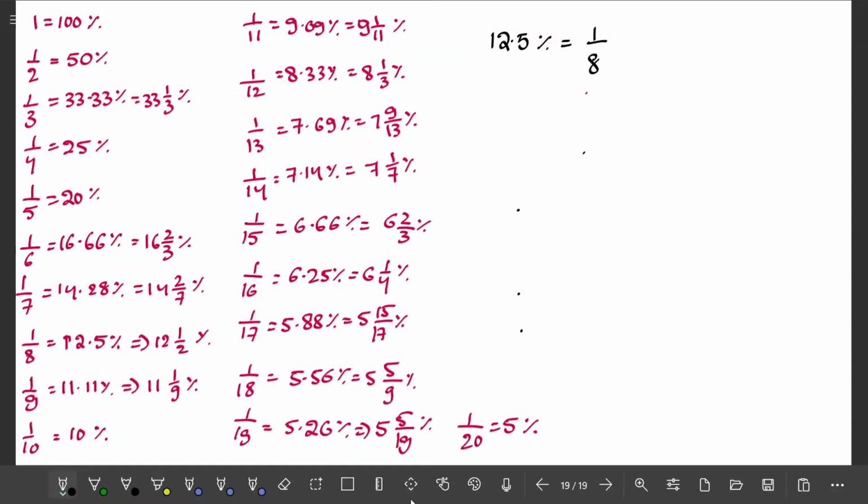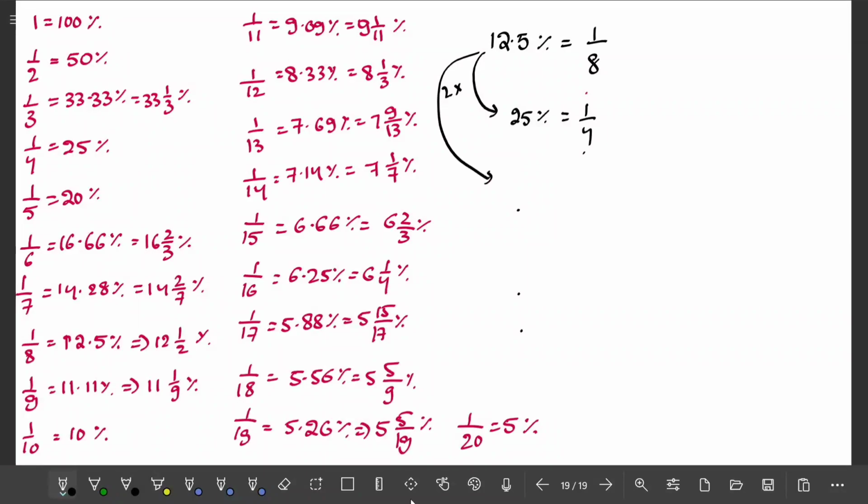The most important fraction. All these are really important, but this is one of the most important things among all. If I multiply it with 2, it becomes 25%. Here, if I multiply it with 2, that becomes 1 by 4. However, we know 25% is nothing but 1 by 4. This is what we got when we multiplied the value with 2.